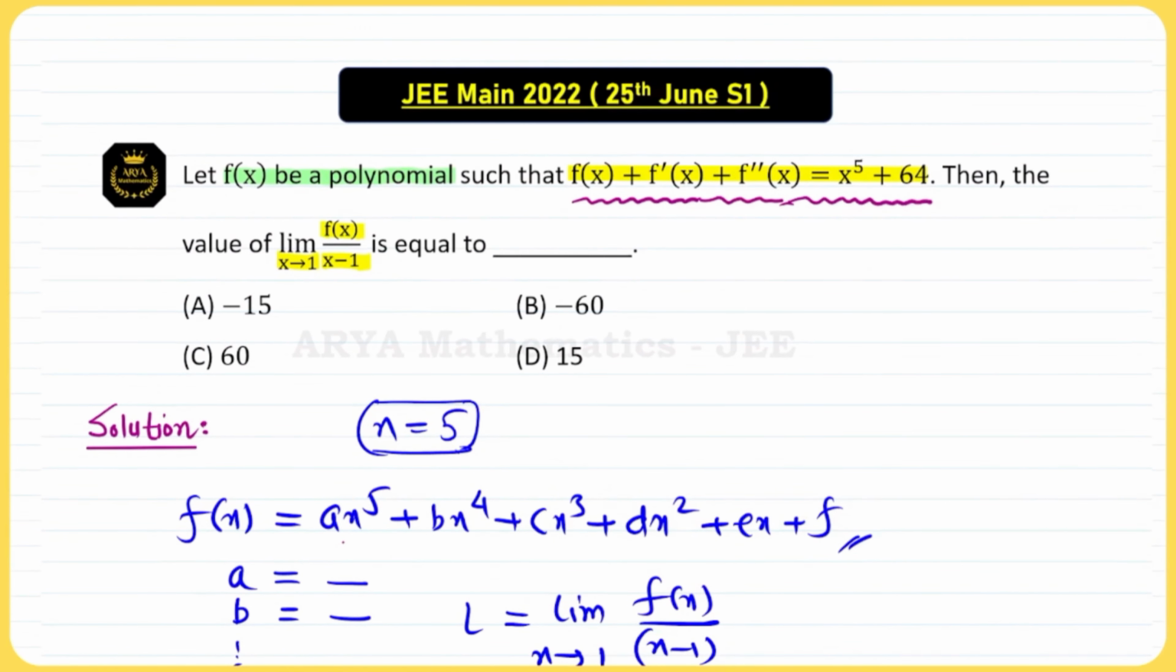So the correct answer for this problem will be minus 15, and hence option A is the right answer.